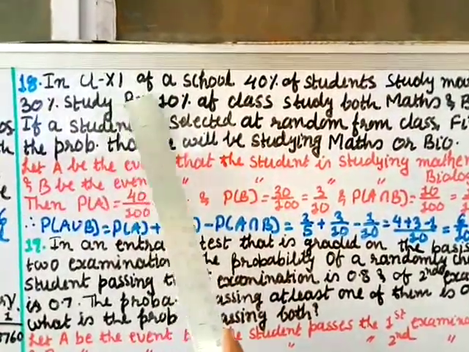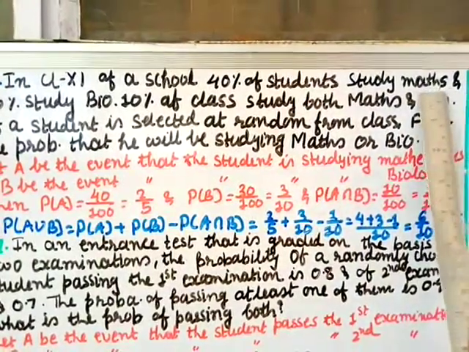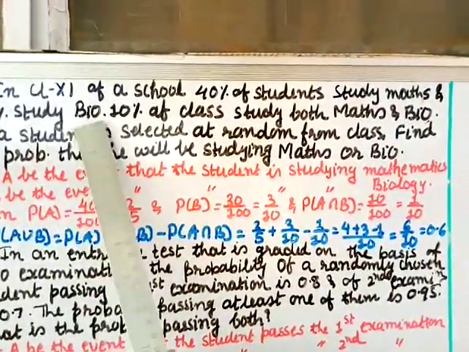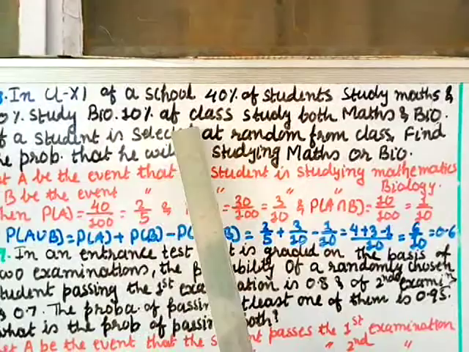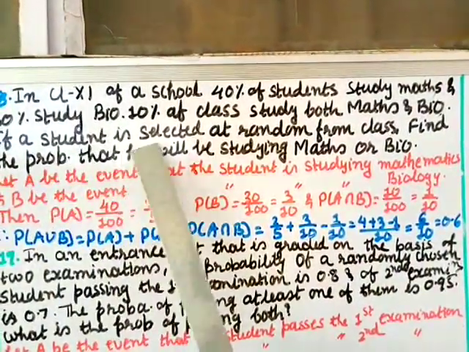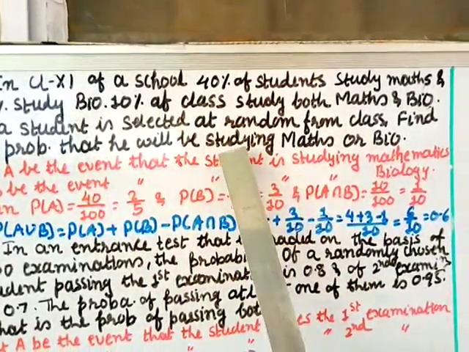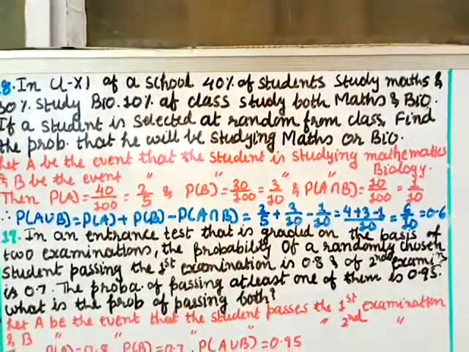In a class 11 of a school, 40% of students study mathematics and 30% of students study biology. 10% of the class study both mathematics and biology. If a student is selected at random from the class, find the probability that he will be studying maths or biology.